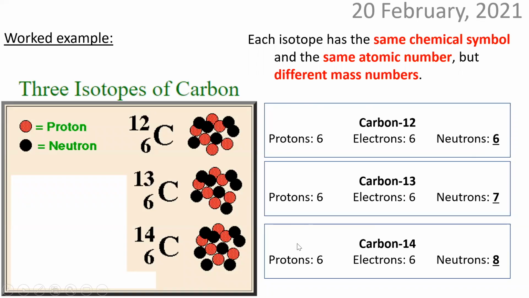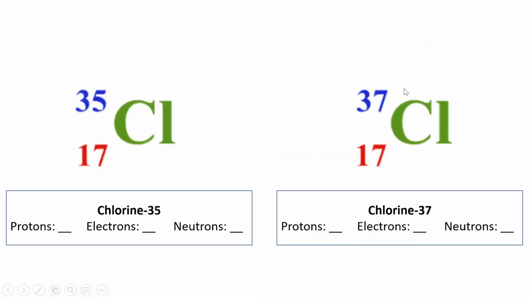So protons, 6, we've got 6 electrons. Neutrons for carbon 12, 6. Carbon 13, 7, carbon 14, 8. So they've all got different numbers of neutrons. So when you get atoms like this, which all have the same number of protons and different numbers of neutrons, then they're called isotopes. So they're isotopes of carbon. Okay, that's a key point there.